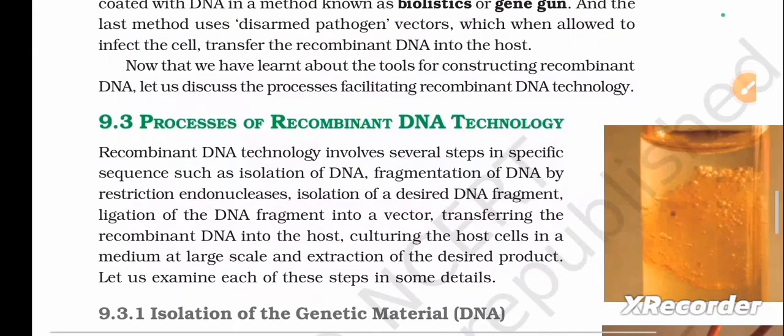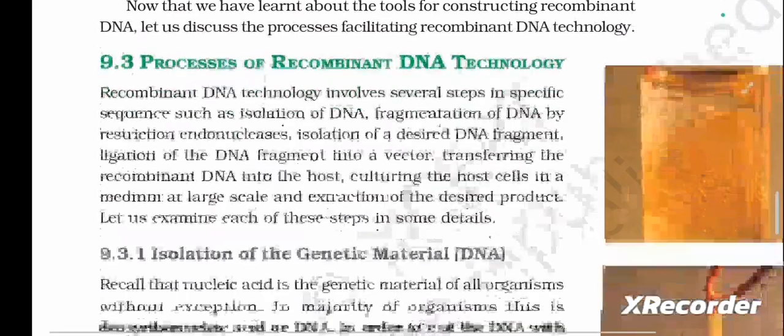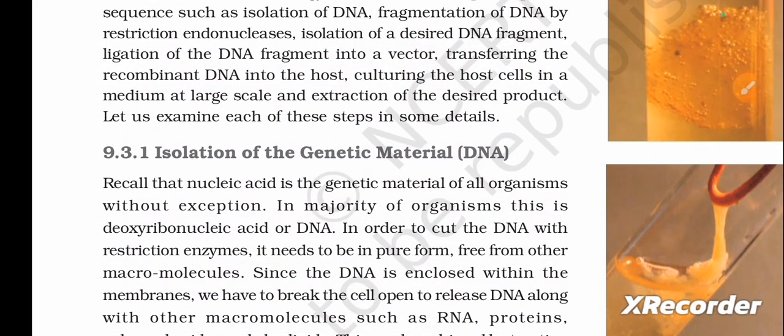Now that we have learned about the tools for constructing recombinant DNA, let us discuss the processes facilitating recombinant DNA technology. Processes of recombinant DNA technology. Recombinant DNA technology involves several steps in specific sequence such as isolation of DNA, fragmentation of DNA by restriction endonucleases, isolation of a desired DNA fragment, ligation of the DNA fragment into a vector, transforming the recombinant DNA into the host, culturing the host cells in a medium at large scale, and extraction of the desired product. Let us examine each of these steps in some detail.